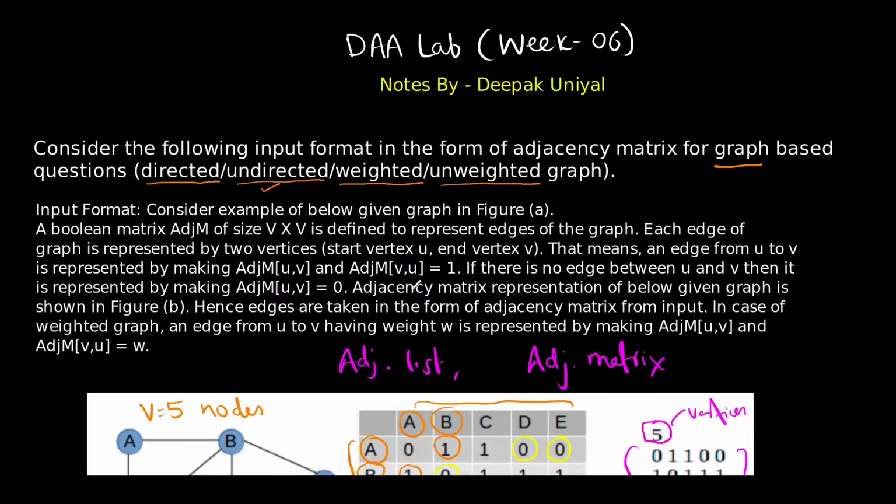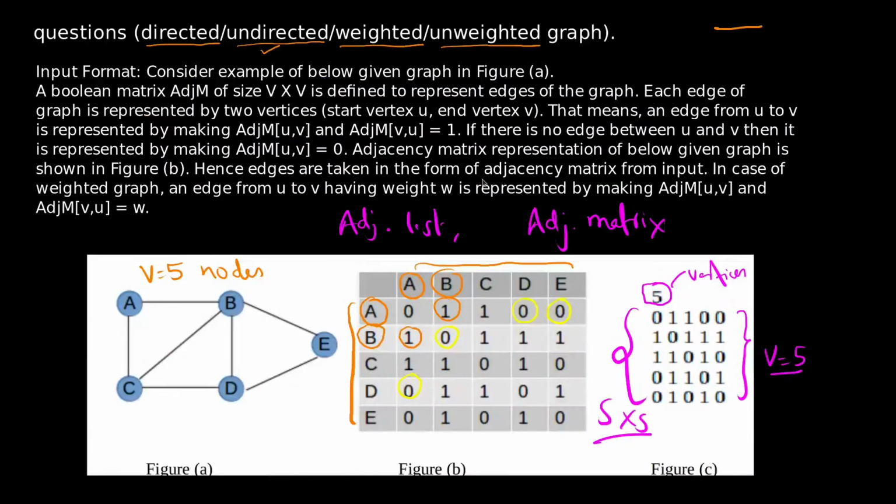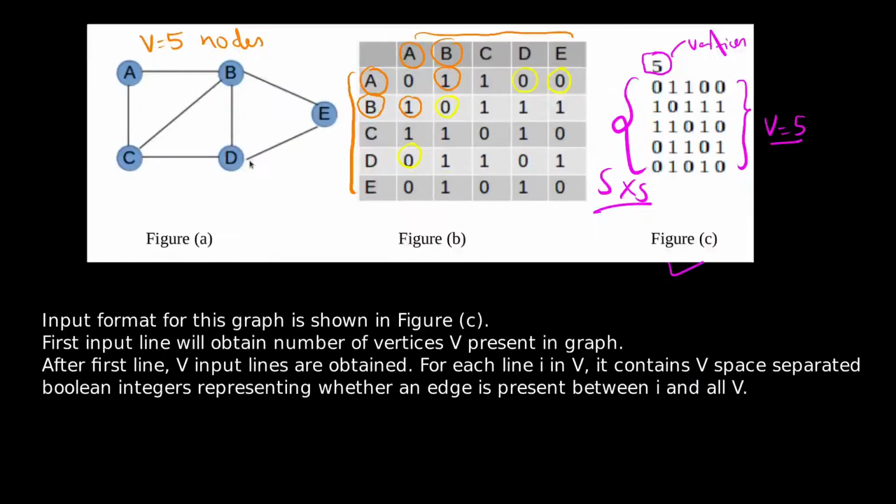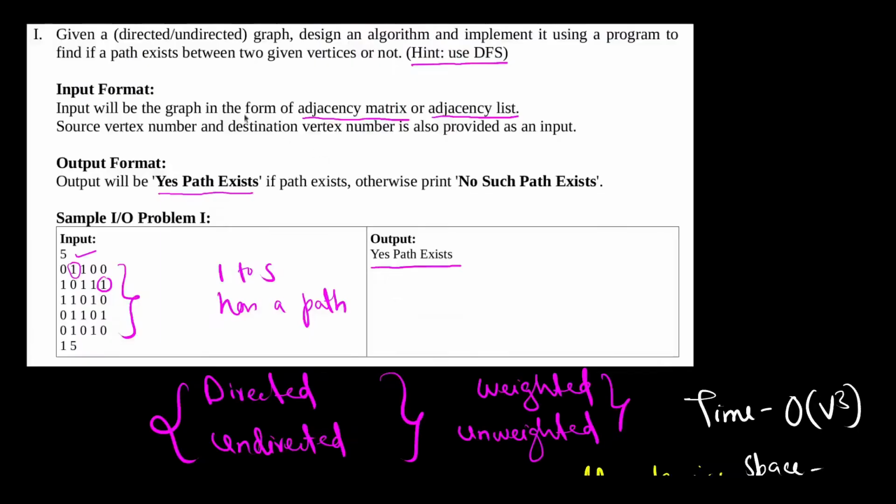But then we talked about its representation. What could be the representation of a graph? So there are two, adjacency list and matrix, and we are using adjacency matrix here, right? You can use a directed, undirected, weighted, or unweighted graph. Clear? So this will be the problem statement, or the input format, for the rest of the problems. Clear? So this was the first problem.